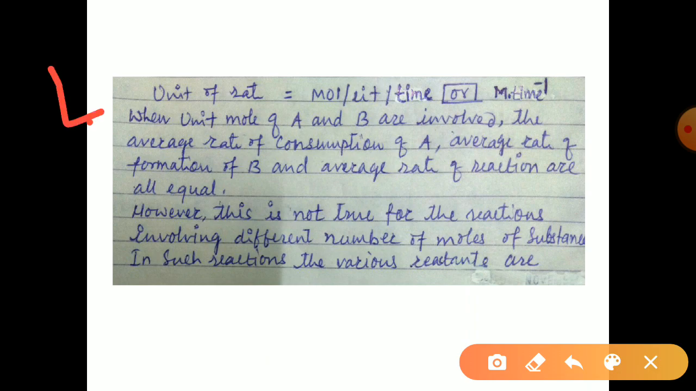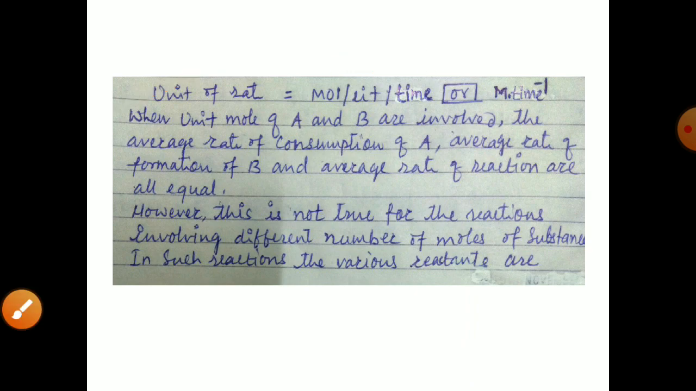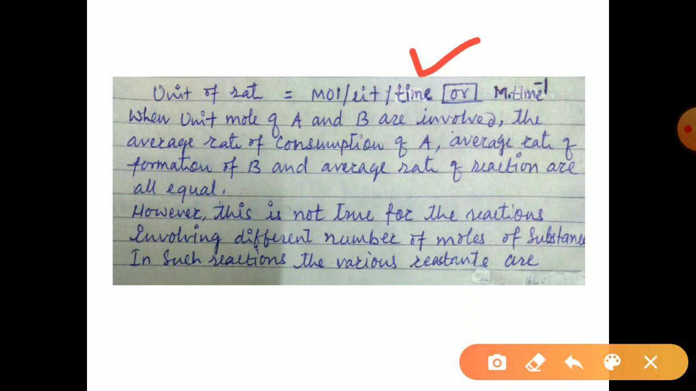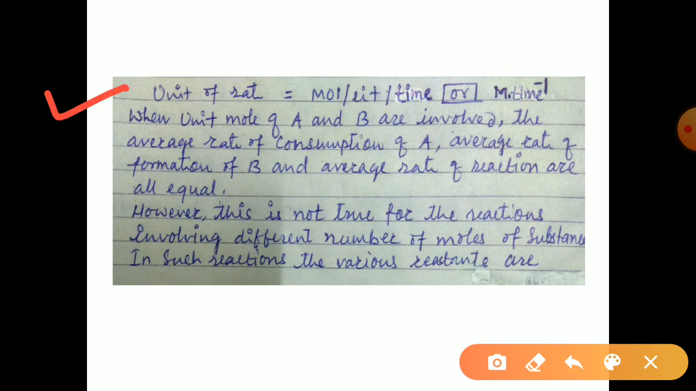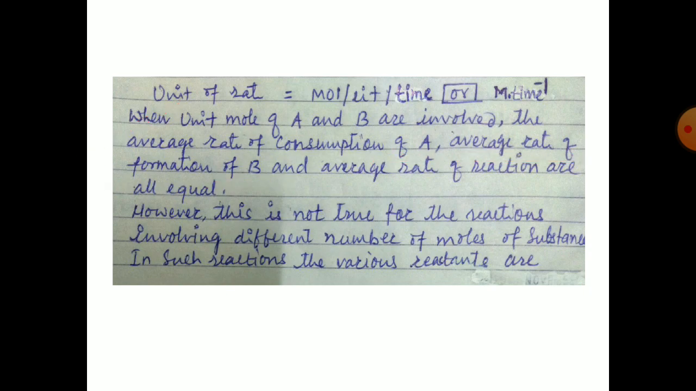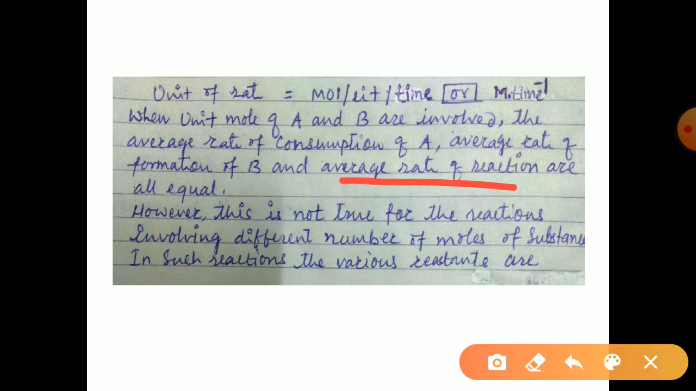The unit of rate of a reaction then becomes moles per liter per time, with time in the denominator. So it is moles per liter per time, or molarity per time, because moles per liter is nothing but the molarity. When one mole of A and B are involved, the average rate of consumption of A, the average rate of formation of B and the average rate of the reaction are equal.